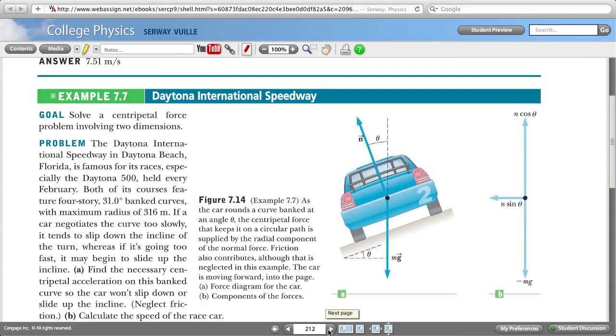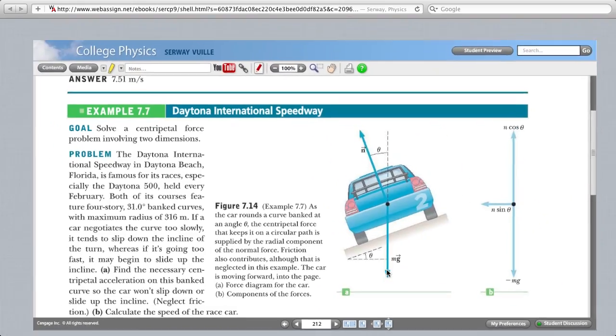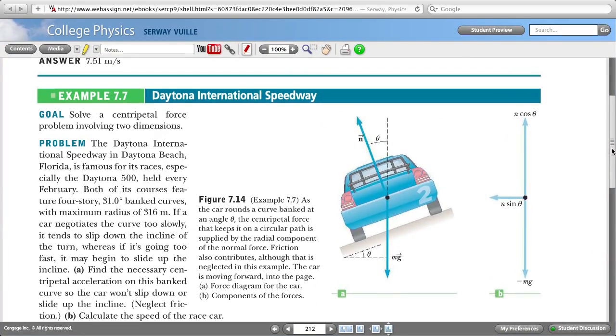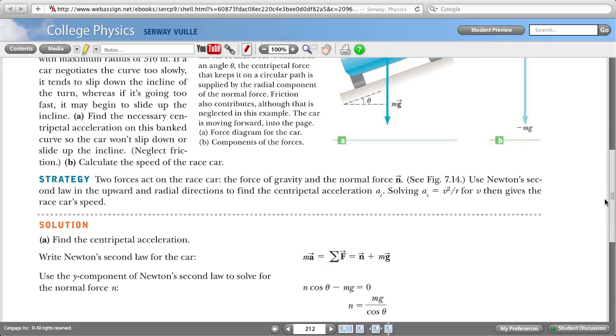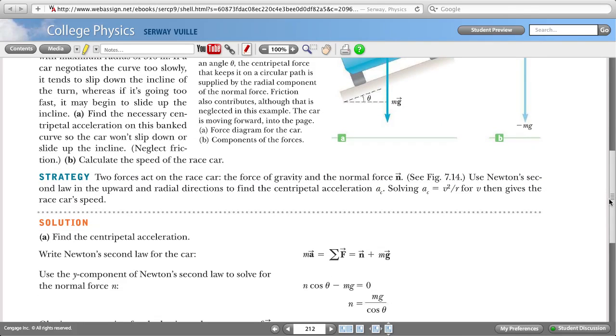Now, another alternative way of doing this might be to put your x-axis on the track here, and your y-axis perpendicular to the track, but then you would have to break the weight force into two components, a y component and an x component. It just kind of depends on how you choose your axes. But they choose their axes to be horizontal and vertical for x and y.